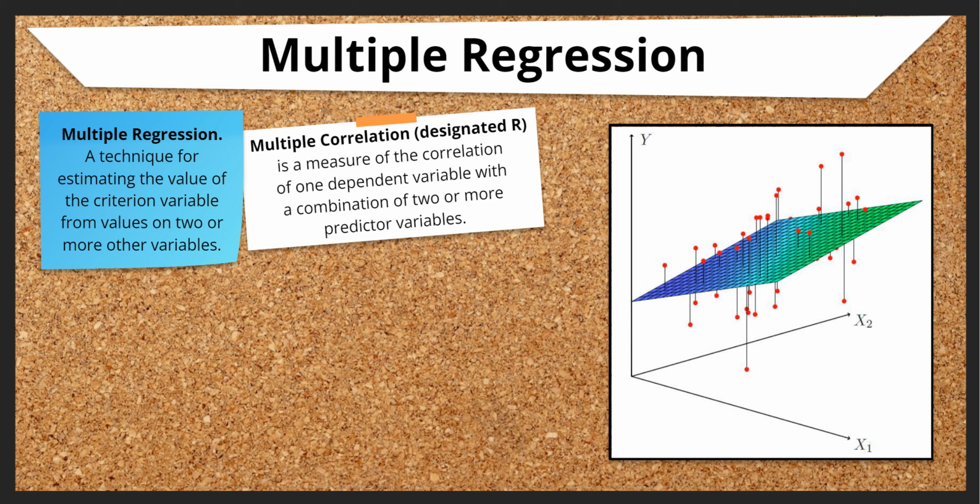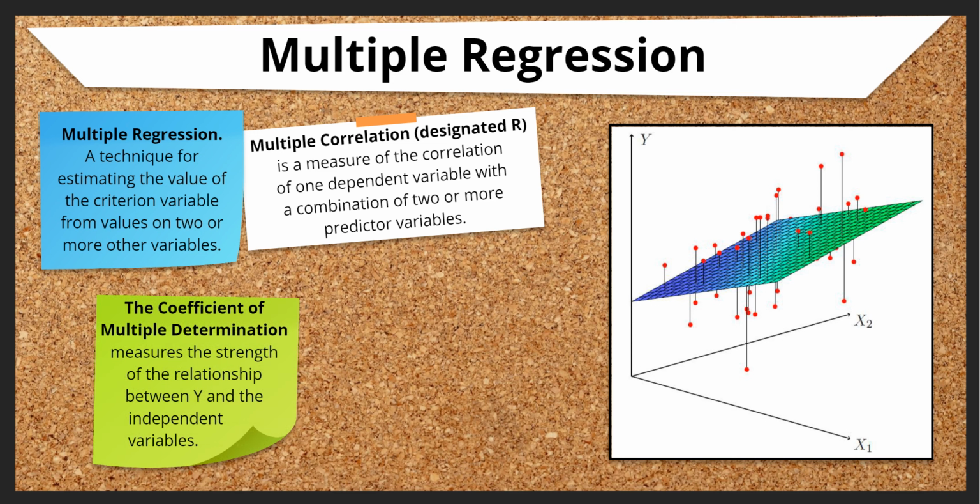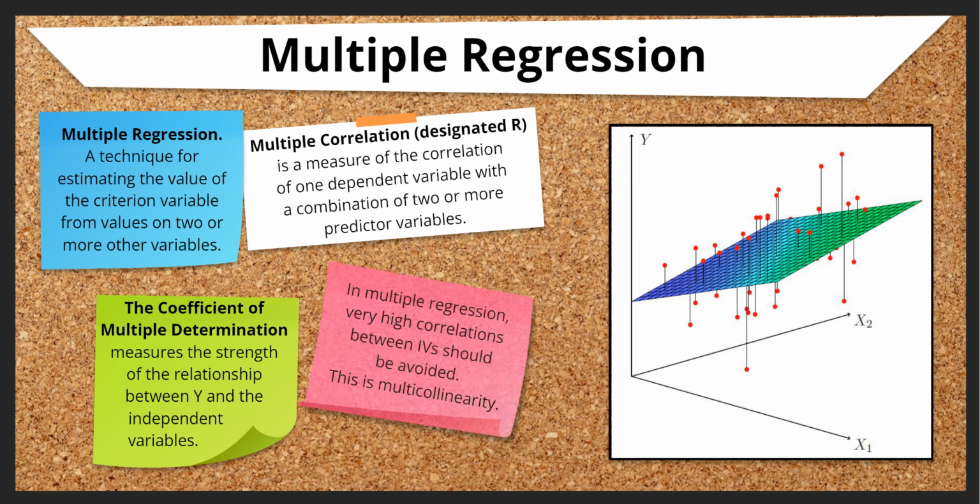If the overall R is not significant, the individual B's and betas will not be tested for significance. Yet it is possible for overall R to be significant, but for some of the individual B's or betas not to be significant. For example, the overall significant correlation might be due to the strong influence of only one predictor variable, while the others have minimal contributions. The coefficient of multiple determination measures the strength of the relationship between Y and the independent variables. In multiple regression, very high correlations between IVs should be avoided. This is multicollinearity.